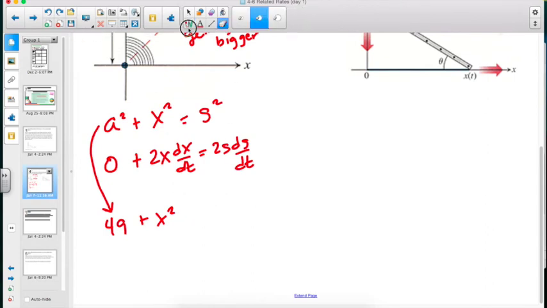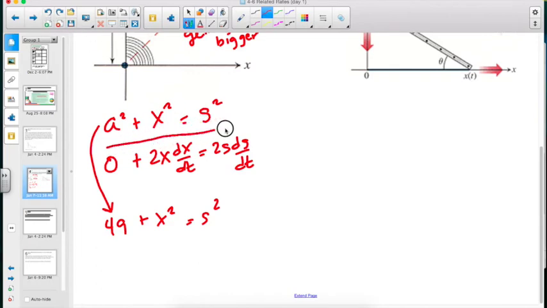There we go. Equals s squared. And then, you know, taking the derivative of 49 gets you 0. So here's the expression of that derivative for that Pythagorean relationship.